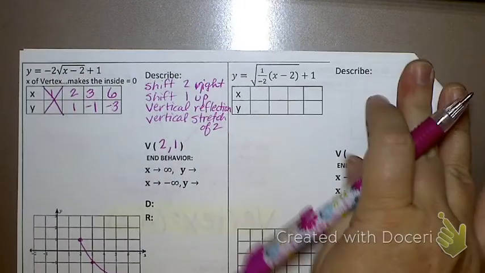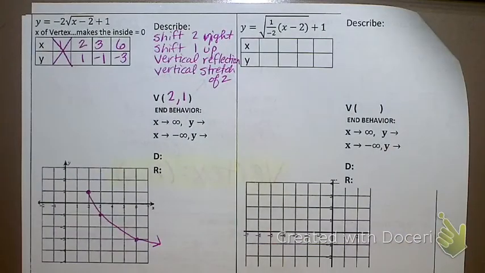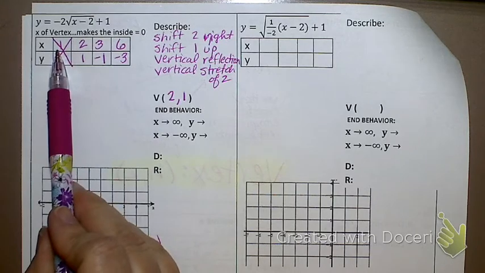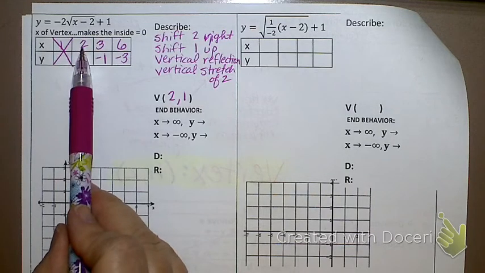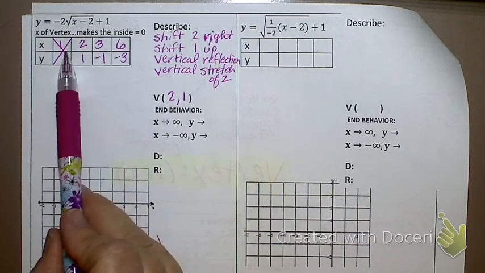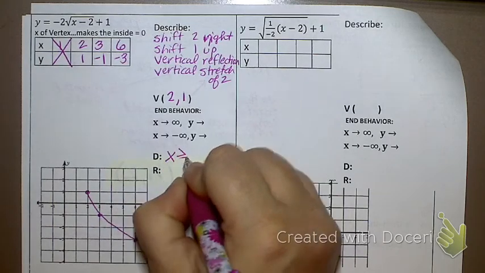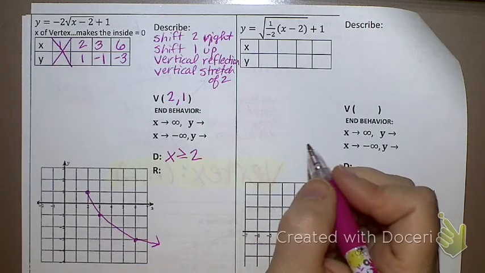Now, can I show you another way to get your domain that a lot of people do not connect? Look at your XY chart. Because we had to cross out this side right here, if I'm looking at just the X values, which X values worked? The ones that are bigger than or equal to 2, right? 2 works, 3 works, 6 works. The ones less than don't work. So what's my domain? X is greater than or equal to 2. It matches up with your XY chart.